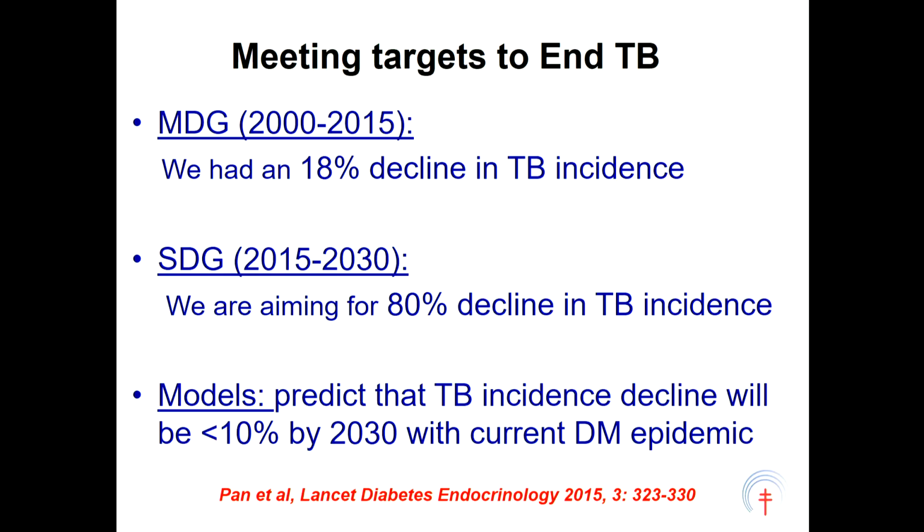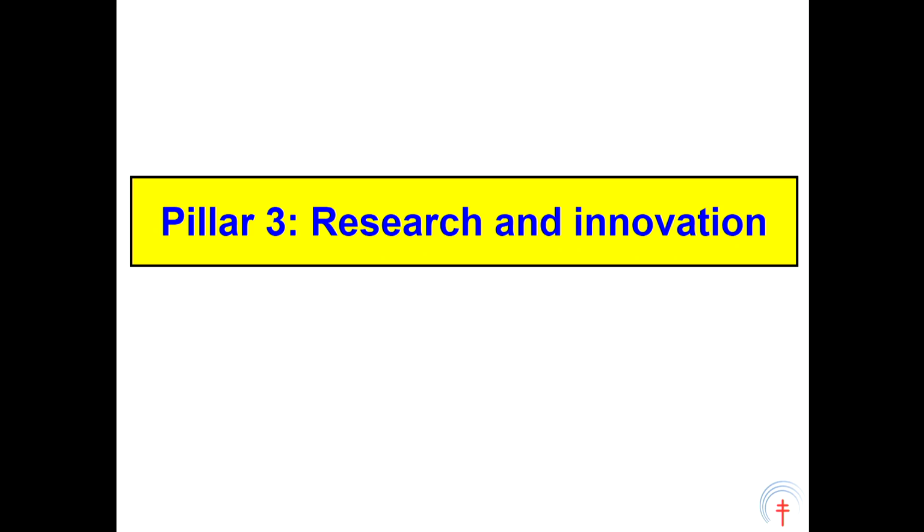Now, Pan and his colleagues last year looked at this, and they said if we continue with the current diabetic epidemic as we are doing, TB incidence decline will be less than 10%. So we've got to get a handle on diabetes if we really want to try and meet the End TB target. And finally, pillar 3, research and innovation.